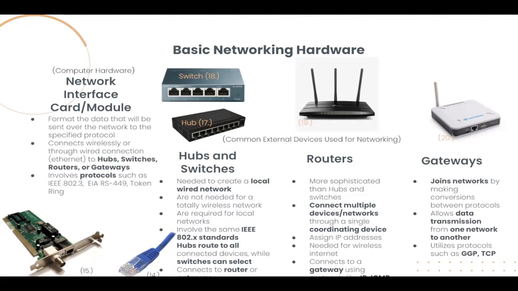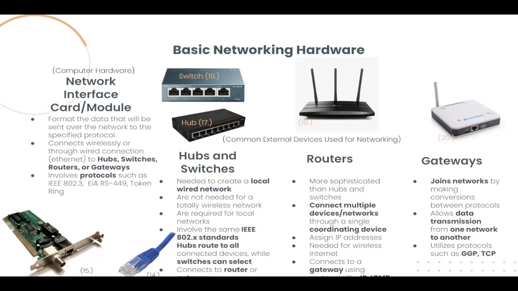It involves protocols such as IEEE 802.3, EIA RS-449, and Token Ring. Now for hubs and switches. They are needed to create a local wired network, but are not needed for a completely wireless network. They involve the same IEEE 802.x standards, and hubs route to all connected devices, whereas switches can select which devices to connect to. They can connect to either a gateway or router.